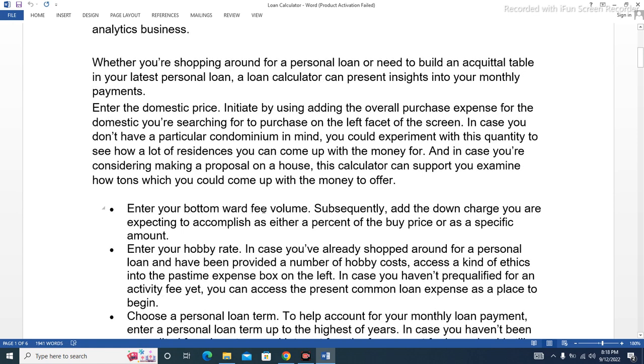Enter your down payment amount. Subsequently, add the down payment you are expecting to make as either a percent of the purchase price or as a specific amount. Enter your interest rate if you have already shopped around for a personal loan and have been offered a number of interest rates. Enter a kind of estimate into the interest rate box on the left if you haven't pre-qualified for an interest rate yet. You can enter the current average loan rate as a starting point.